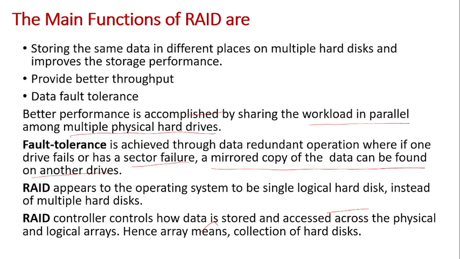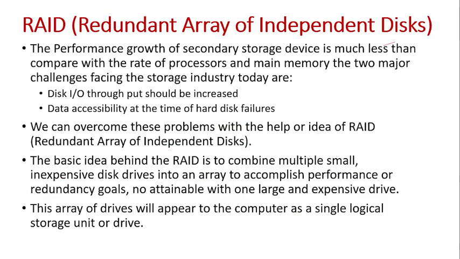RAID appears to the operating system as a single logical hard disk instead of multiple hard disks. So here it looks like a single hard disk. The controller controls how the data is stored and accessed through the physical and logical arrays. The array means a collection of hard disks. RAID is a redundant array of independent disks. It is nothing but a collection of independent hard disks.